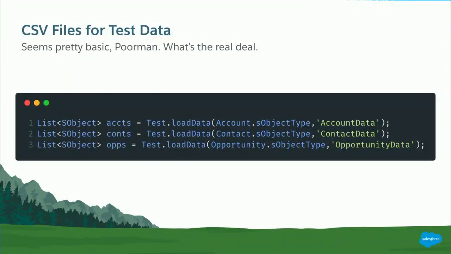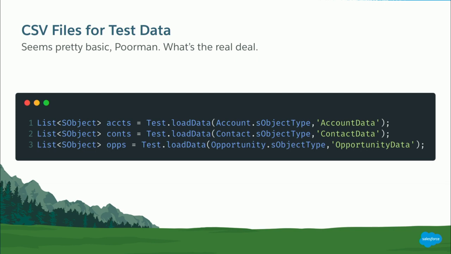Now, that seems pretty basic, and it is pretty basic, but what becomes even more powerful is that you can load multiple CSV files. So in this case, we've got our account one we just saw. We've got some contacts, because accounts have contacts, and we've got opportunities, because accounts hopefully have opportunities, right? That was the softball question. Okay, so we're going to load these opportunities.